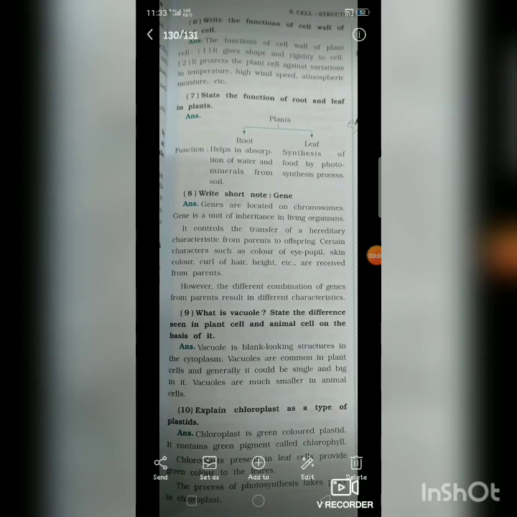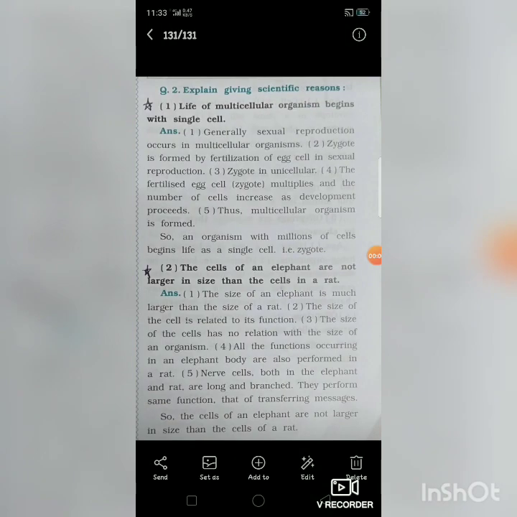Answers to the questions which I have asked you in the worksheet, you are going to write down in your notebook and give the scientific reason.